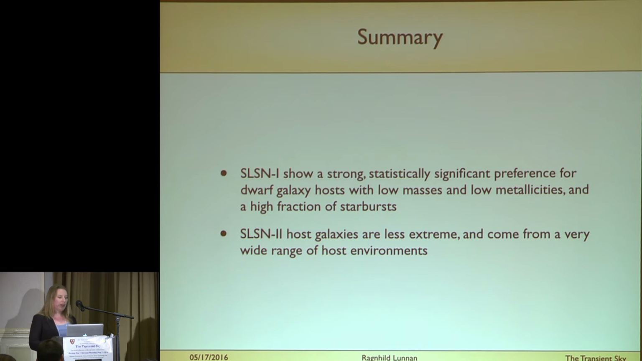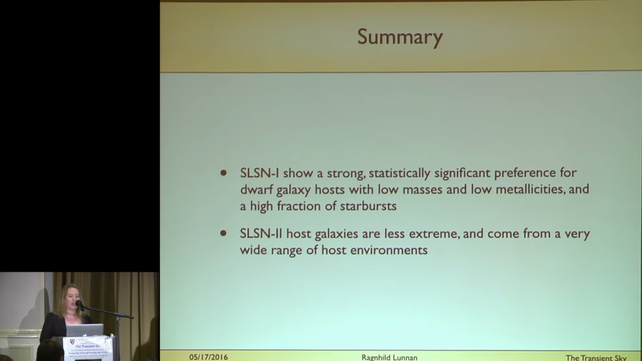So superluminous type 1 supernovae show a very strong, statistically significant preference for dwarf galaxy hosts with low masses, low metallicities, and a high fraction of these starbursting dwarf galaxies. We can argue back and forth whether this is due to a metallicity-dependent rate or some special star formation conditions, or both.